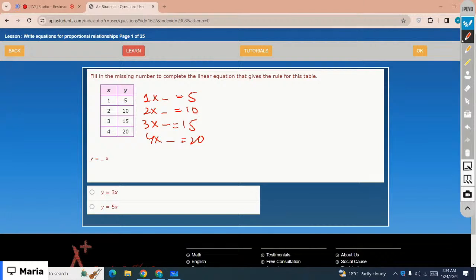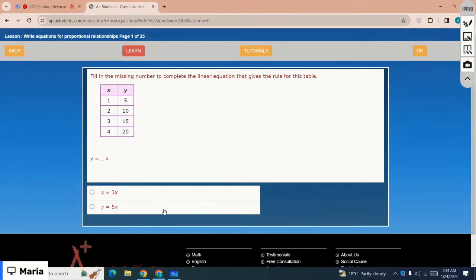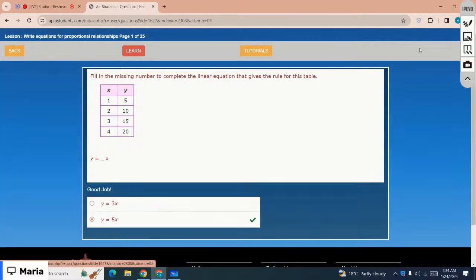Yes, the correct option is 5. 1 times 5 is 5, 2 times 5 is 10, 3 times 5 is 15, and 4 times 5 is 20. So, the missing number is 5. Got it? The equation is y equals 5x. Got it?